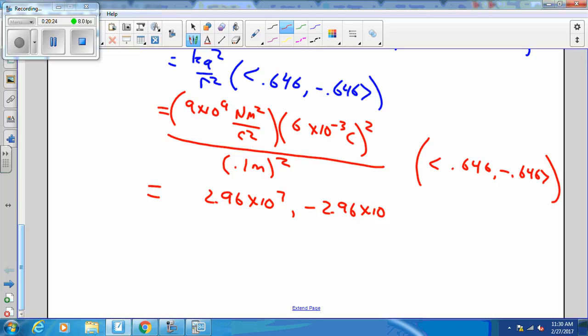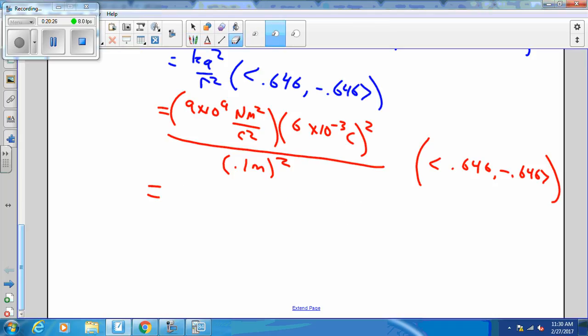Oh, was that the magnitude of the whole thing? Yeah, well, let's actually do the computation. Well, I got 3.24 times 10 to the 7 for the magnitude. Oh yeah, that's important. Squared divided by 0.1 squared.